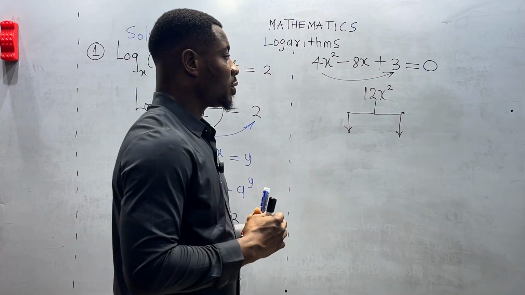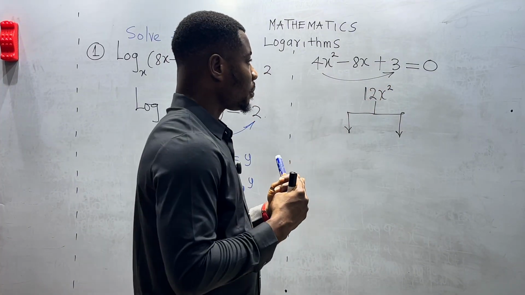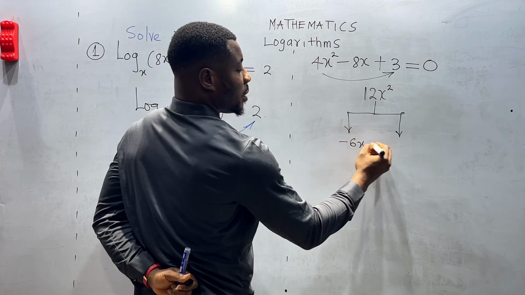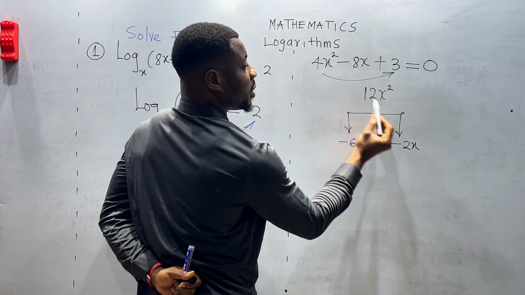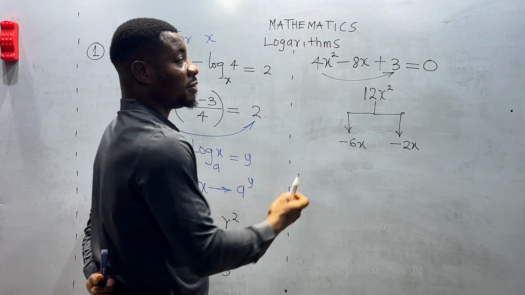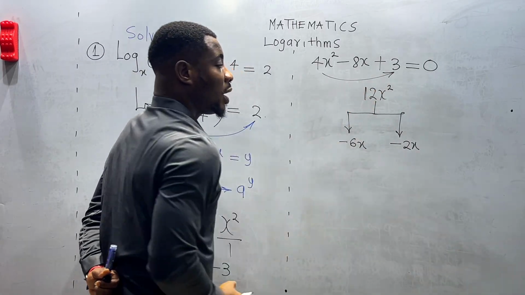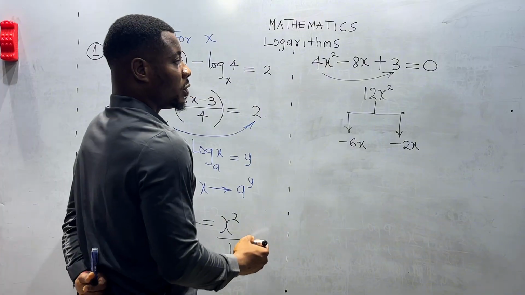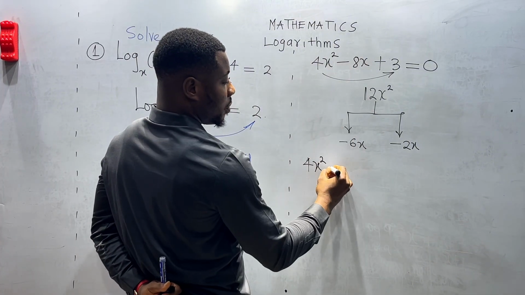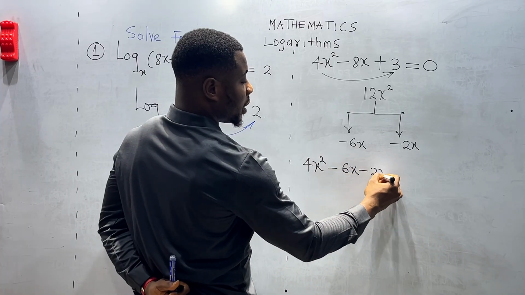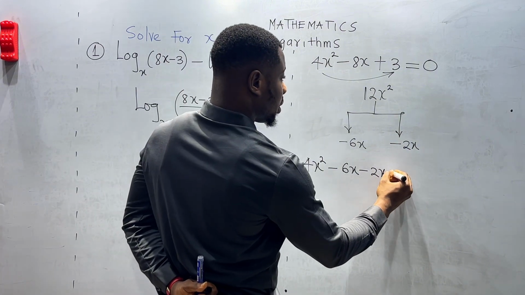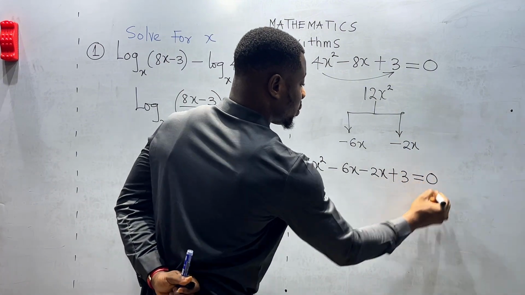Now the best factors to use here are 6 and 2. I'm going to use minus 6x and minus 2x, because if we add them, we get minus 8x, and minus 6x multiplied by minus 2x gives us 12x squared. So these two are accepted factors. It means that we can replace minus 8x with minus 6x and minus 2x, then plus 3 equal to 0.